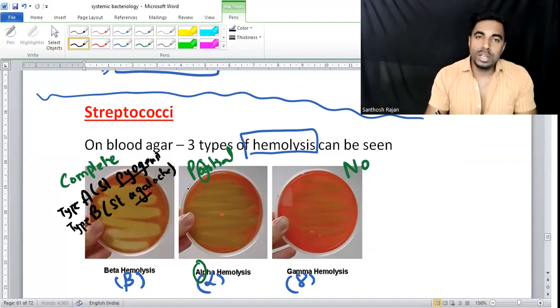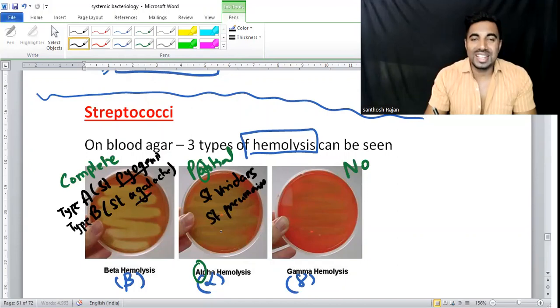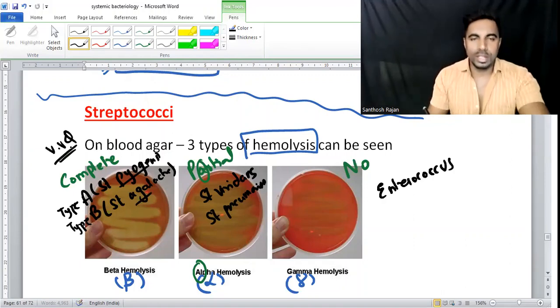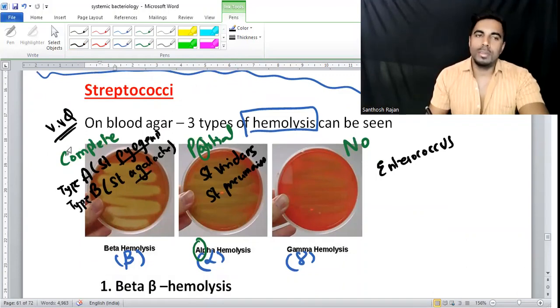And what about partial? Partial, you have Streptococcus viridans and the other one is Streptococcus pneumoniae. Both are important. Partial hemolysis, there is no complete hemolysis. Instead, there's a greenish discoloration you will see around the colonies. Here, no hemolysis. Classic example is enterococcus. This classification, you have to know. Write it and stick it on the wall, okay? Because that's important. It's easy, not that difficult. It's just, you know, not to make any mistakes, okay?